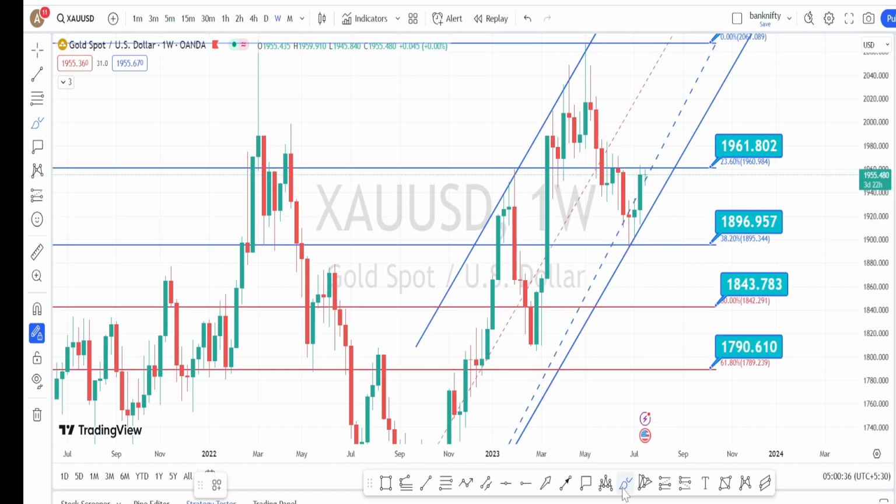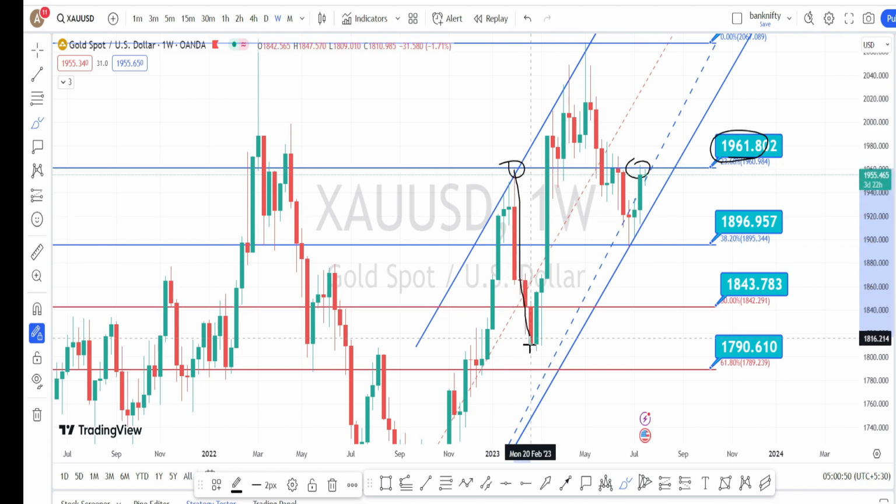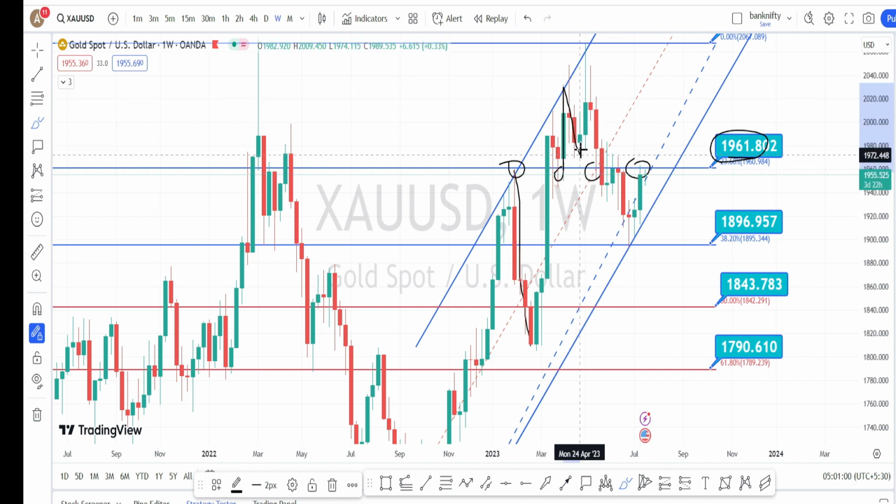And here when we notice the price action, this level of 1961 is acting as a very strong resistance level. In the past also we have noticed the price action to test this resistance level and then to fall on the bearish side retracement, and here also we have noticed the price action to test this support level and to bounce back on the bullish side retracement. So this level is going to be acting as a very strong support and resistance level in weekly time frame and also in the lower time frame.